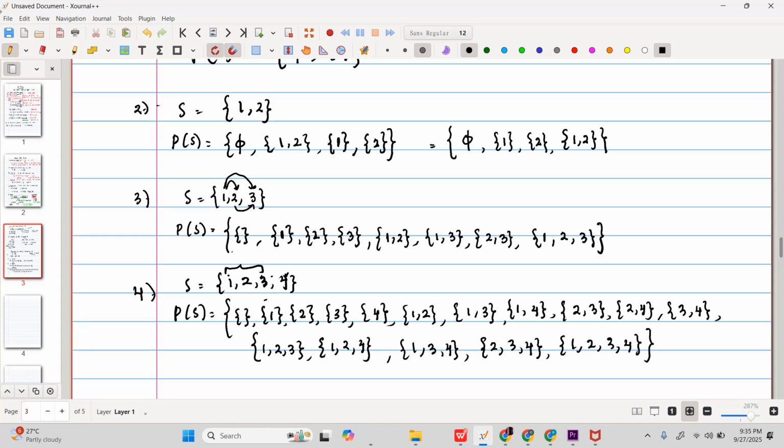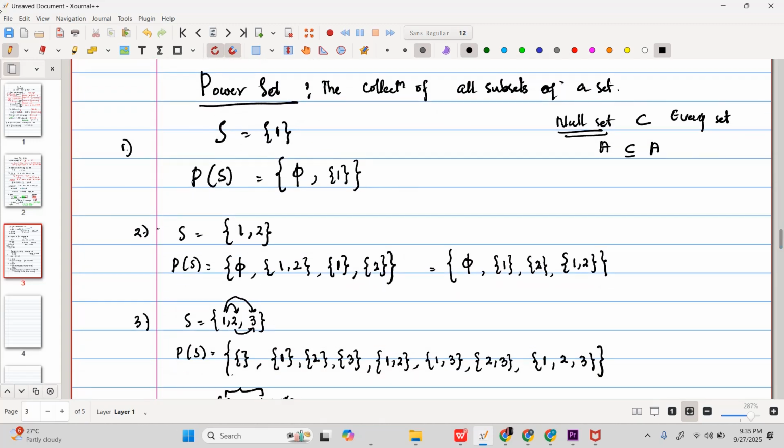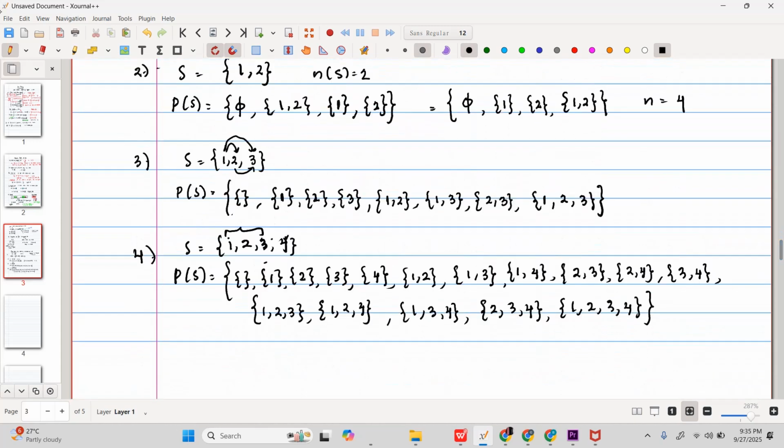That's it. Now we can analyze the number of elements in a power set. So if n(S) is equal to 1, n(P(S)) is equal to 2 elements. If n(S) is equal to 2, then in this set the number is 4, right? So there is a relation between them. If it is 3, then there are 8 elements. Okay, so 3 is related with 8 in a certain kind of way.